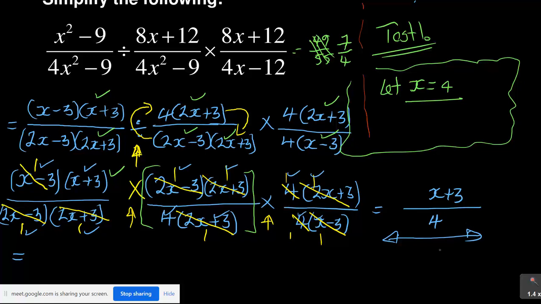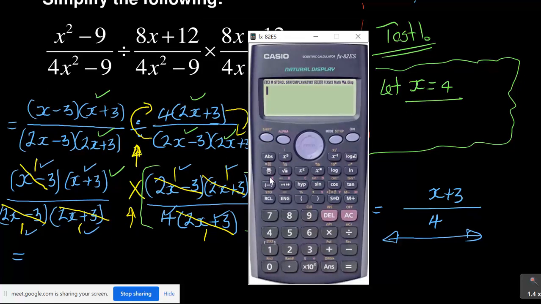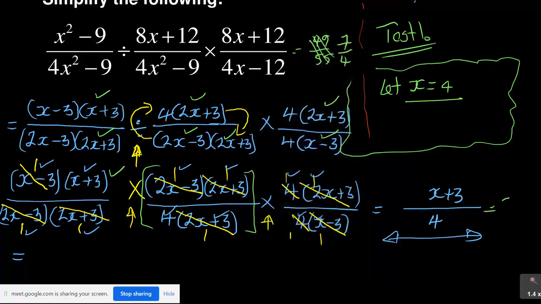So let's come back to this other one and check again. We've got our 4 plus 3 all over 4, and we're getting our 7 over 4. You see that now it's making sense.